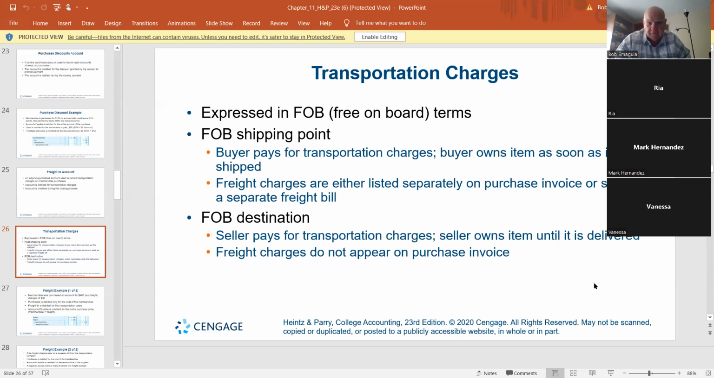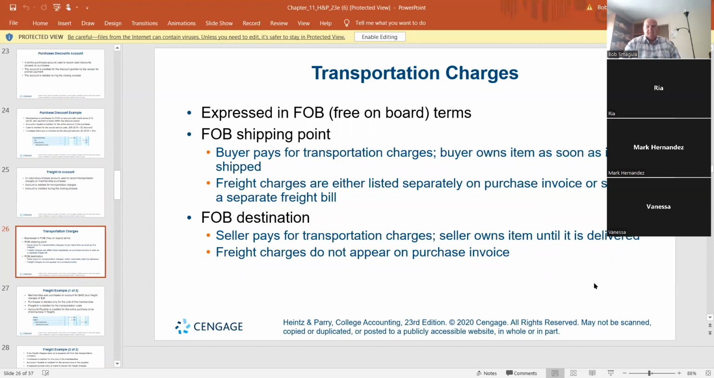FOB, free on board. FOB is simply this. It's the point in time when title to the goods passes from the seller to the buyer. At this exact moment in time, whoosh, the buyer now owns the goods and is thus responsible for any costs involved with it. And there's a whole different kinds of FOBs, but typically schools teach FOB shipping point, FOB destination.